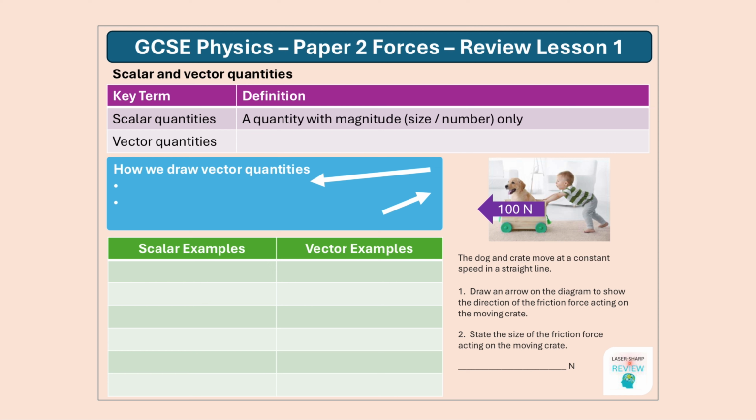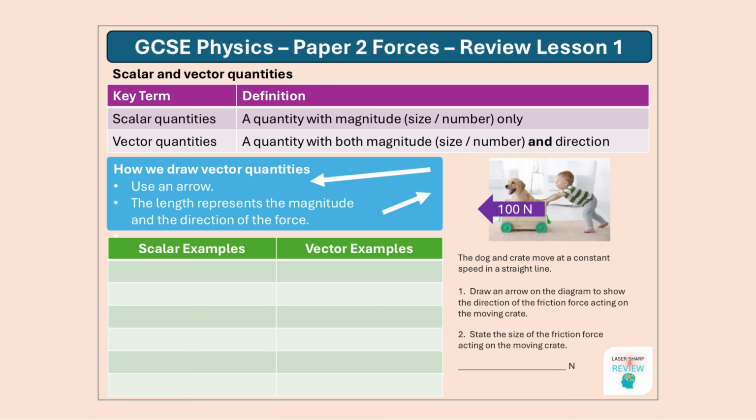So a scalar quantity is one with a magnitude only. And a vector quantity is a quantity with both a magnitude as well as a direction. So if we look at how we draw vectors, well, we use an arrow, and the arrow is linked to the length of it. The length represents the magnitude, so the longer the arrow, the bigger the number. And then the direction, or the angle that the arrow is, that tells us the direction of whatever we're looking at. So for example, a force.